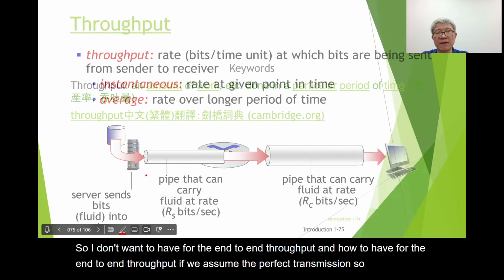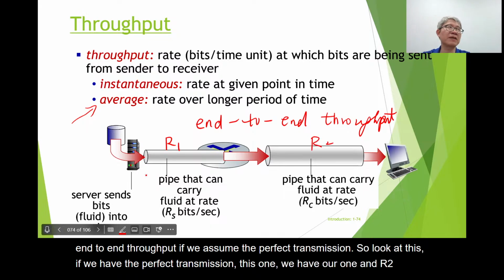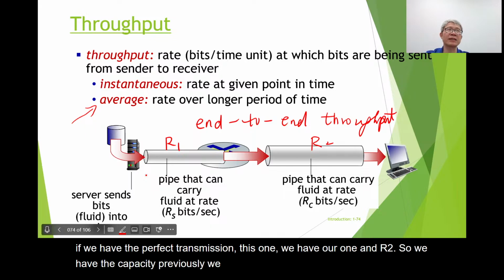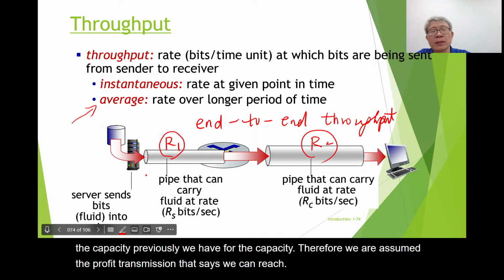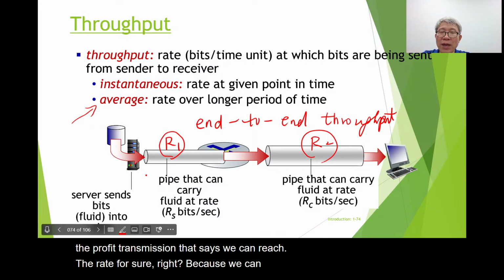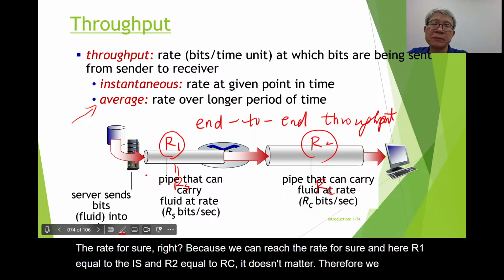Look at this. If we have perfect transmission, we have R1 and R2. So we have the capacity. Previously, we had the capacity. If we assume perfect transmission, that says we can reach the rate for sure, right? Here R1 equals RS and R2 equals RC. It doesn't matter. If we have the rate, that says the capacity.